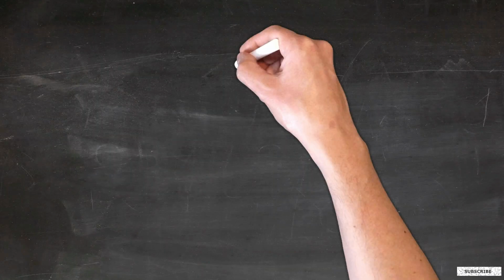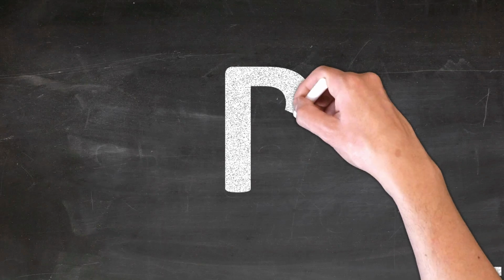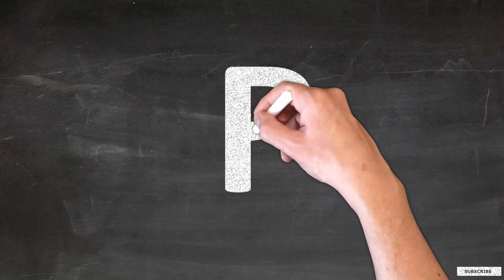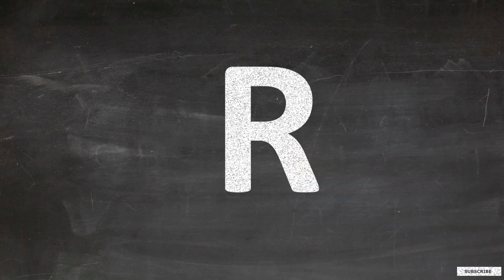Start from the top, draw a standing line to the down, go back to the top, draw a curve till the middle, draw a slanting line to the bottom. This is capital R.